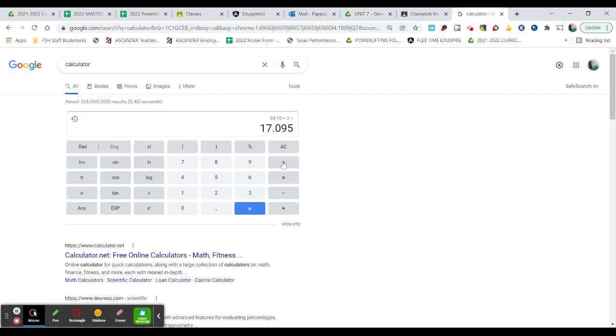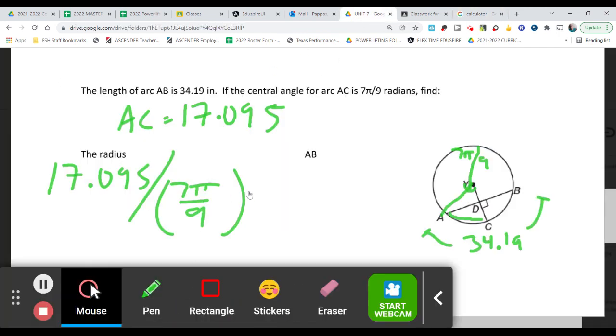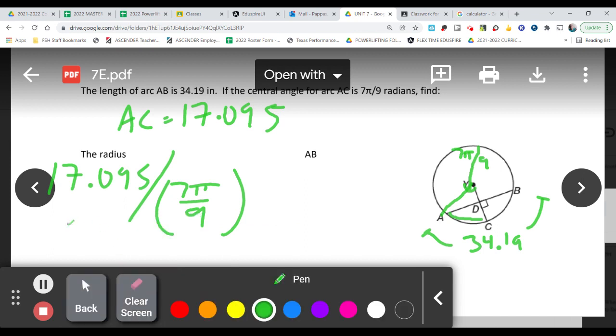Again, make sure that fraction is in the parentheses. And so we get a radius of 6.99, so about 7. The problem is going to ask us for AB. Now, what we know about AB is really double of AD. So what we'll do is we'll find AD using this little right triangle, and then we'll just double it.